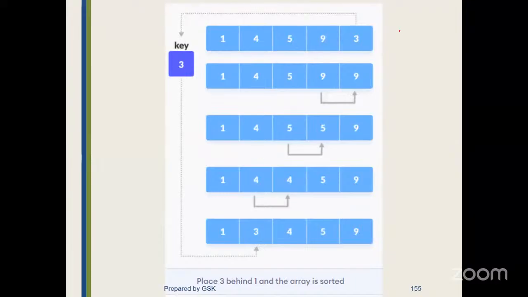Next, working with the last element 3, store it in the variable key and compare with 9. 9 is greater than 3, so move to the right hand side. 5 is greater than 3, move to the right hand side. 4 is greater than 3, move to the right hand side by 1 always. And compare with 1, so it is less than, so don't move, keep as it is.